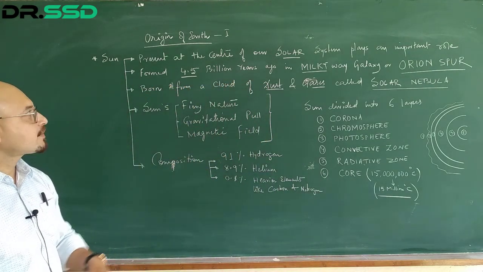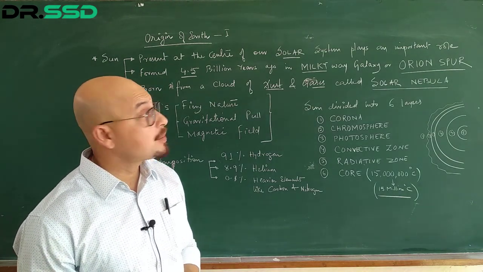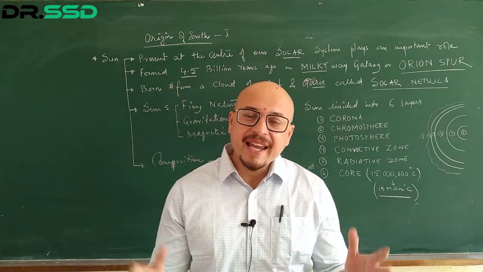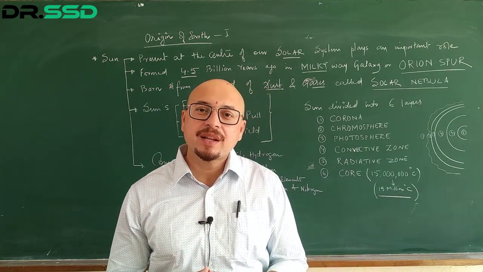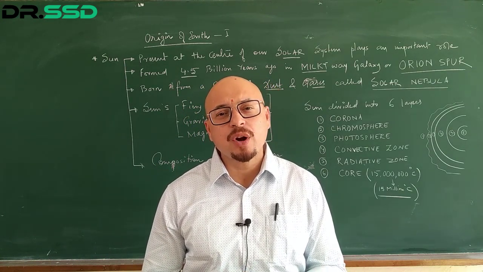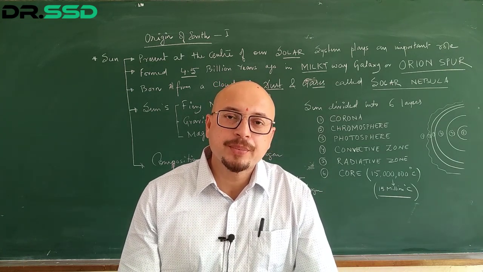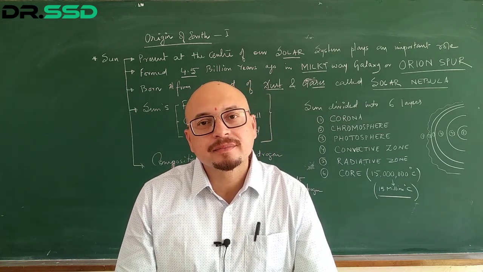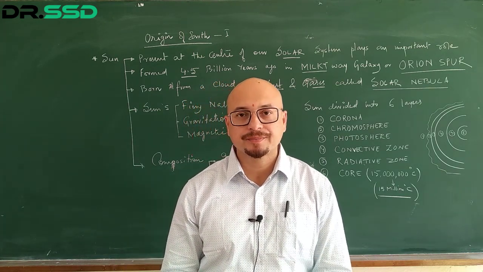Sun, present at the center of our solar system, plays a very, very important role. All the 8 planets revolve around that centrally placed source of energy, the sun. Because the sun has a tremendous amount of gravitational force, which helps in keeping all the planets together, orbiting around the sun in an elliptical path.